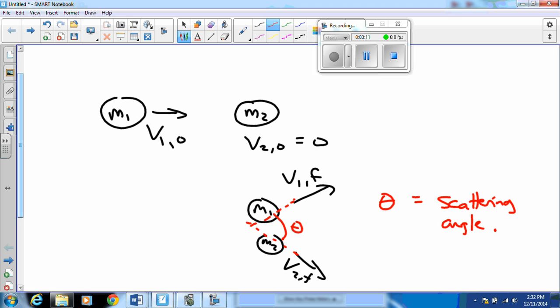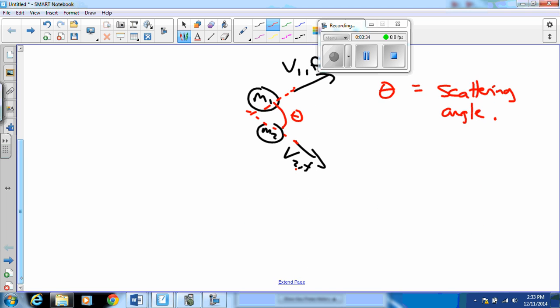Notice how I've labeled these. V1, comma initial, V1, comma final. V2, comma initial, V2, comma final. Okay? And now our task is going to be to find V1 final and V2 final. And our tool for the job is going to be conservation. Specifically, conservation of momentum. And honestly, conservation of momentum is going to carry us through all of the problems that are in your homework.